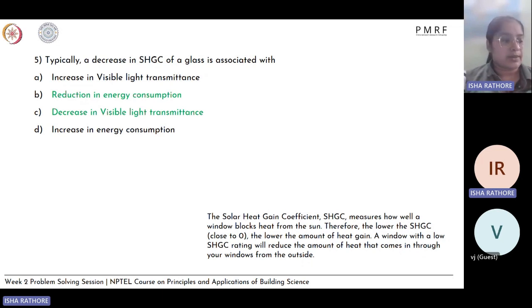And because your SHGC is being decreased, there's also a decrease in your visible light transmittance. So both the energy consumption reduction and your visible light transmittance, or VLT, are decreased with a decrease in SHGC of your glass. Okay, usually we prefer a lower SHGC in buildings in hot, dry climates, particularly for this reason, such that excess heat is not being allowed inside. So both B and C were correct answers.